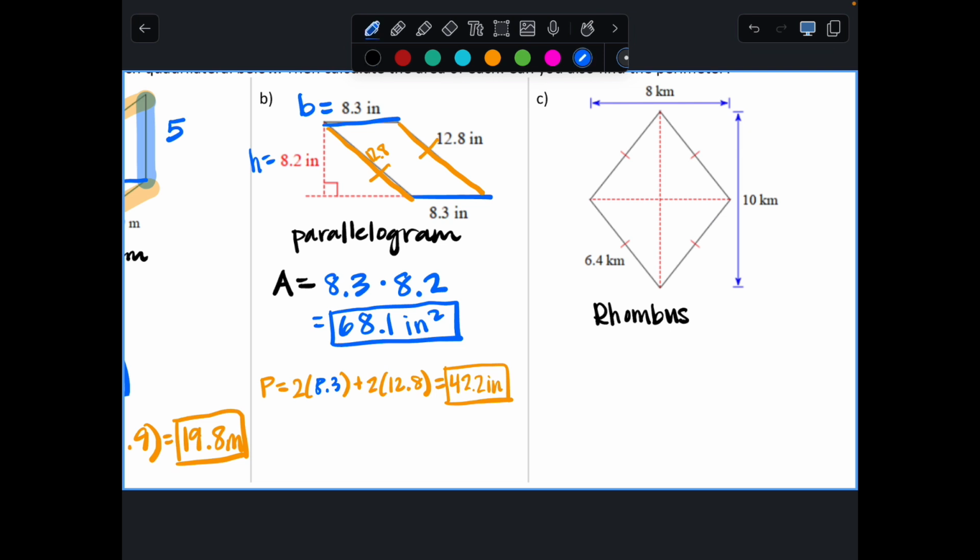So the area of a rhombus is 1/2 diagonal 1 times diagonal 2. So we know that this diagonal is 10, and this one is 8. So the area is 40 kilometers squared.